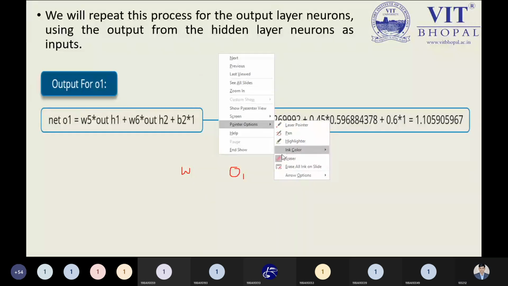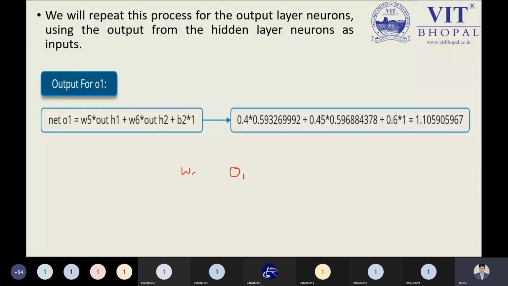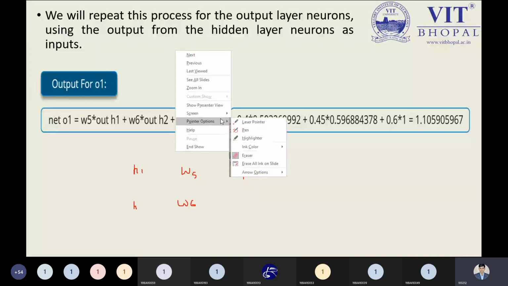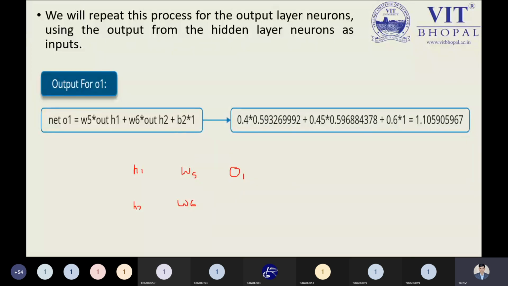W5 and W6. But what is the W6? W6, W5 are the weights of our hidden node, and H1 and H2. H1 and H2, so these are our two nodes at the hidden layer.